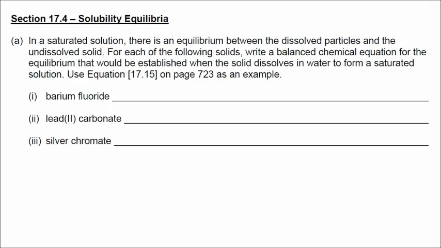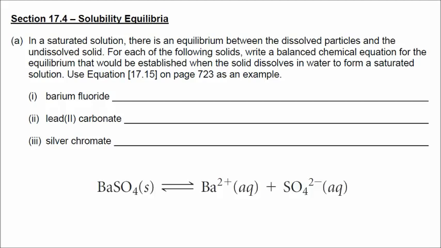All right, this is section 17.4, Solubility Equilibria. In a saturated solution, there is an equilibrium between the dissolved particles and the undissolved solid. Write a balanced chemical equation for the equilibrium for the solid dissolving in water. So here's the example on page 723. Solid barium sulfate dissociates into barium ions and sulfate ions.